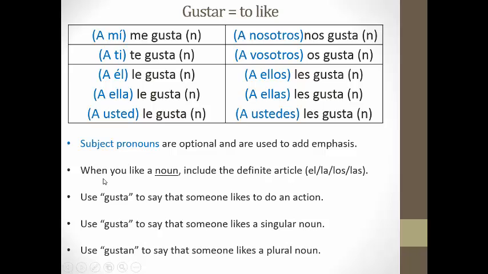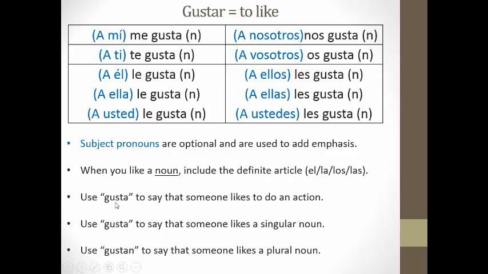Okay, bullet point number 2. This was tricky for us as English learners or English speakers. When you like a noun, make sure you include the word the, el, la, los, or las, even if you can't hear it in English. An example on that, say you were saying, I like books. Many of us last year would say, me gustan libros, thinking that's correct, but you've got to have the definite article here, the los. So it would be for I like books, me gustan los libros.